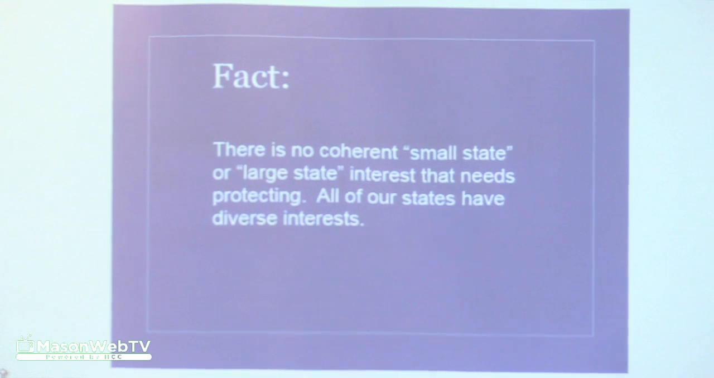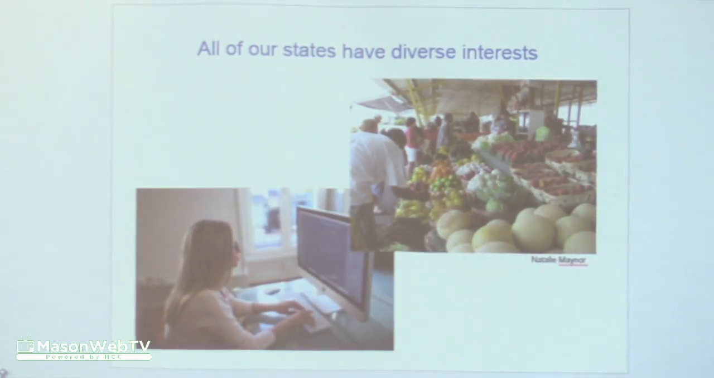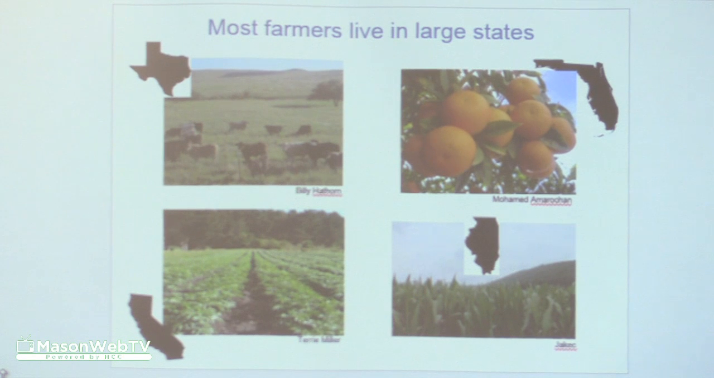The smallest state has substantial diversity, and it's a fallacy to suggest that when a state goes red or blue, that it represents the interests of the entire state. The concerns of a farmer are very likely to be different than those of a computer programmer, whether in a smaller or large state. So small states represent a great diversity of economic interests, and they share many of those interests with large states. For example, agriculture.